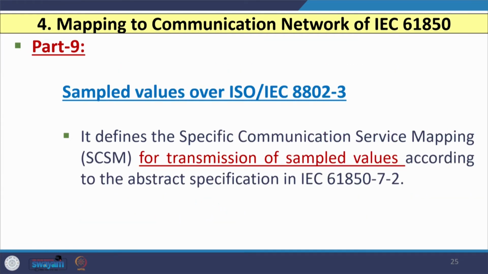Further, for the sampled values over ISO/IEC 8802-3, they have specified the specific communication service mapping, that is SCSM, for transmission of sampled values according to the abstract specification as per the IEC 61850-7-2 standard. That is also mentioned in part 9.